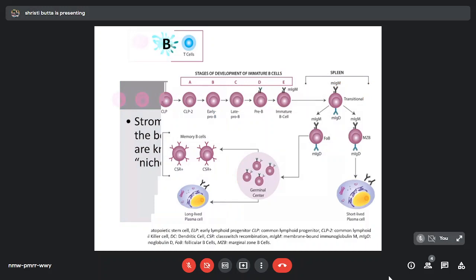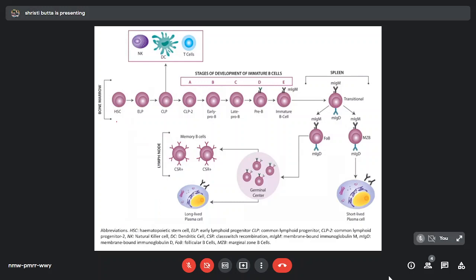Moving on to the development of the B cells, we have the hematopoietic stem cell here that further on converts into the early lymphoid progenitors that are capable of converting to the common lymphoid progenitor. The common lymphoid progenitor thereon converts into the early pro-B cells, late pro-B, pre-B and immature B cells. These immature B cells express the membrane-bound immunoglobulin.